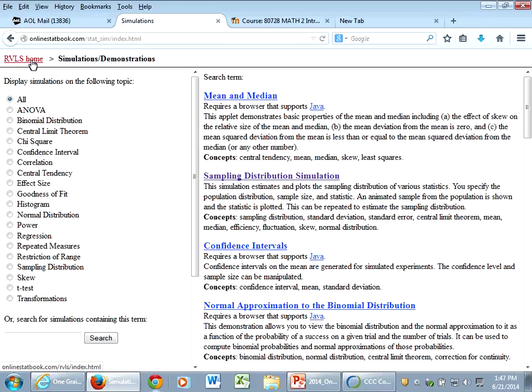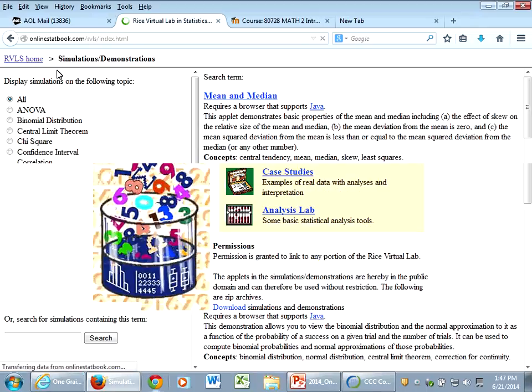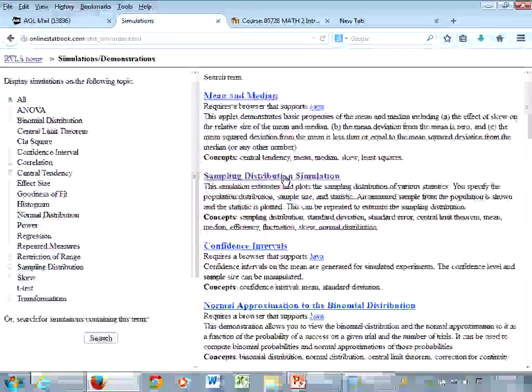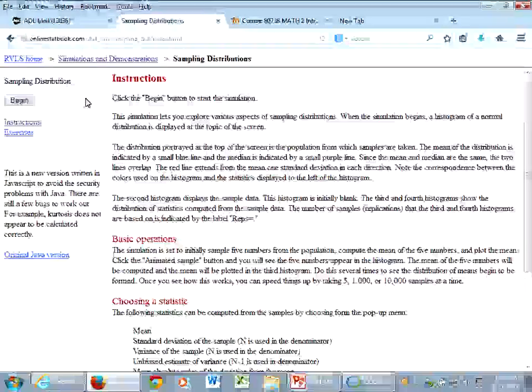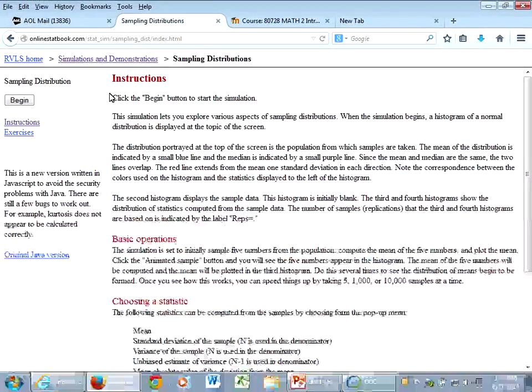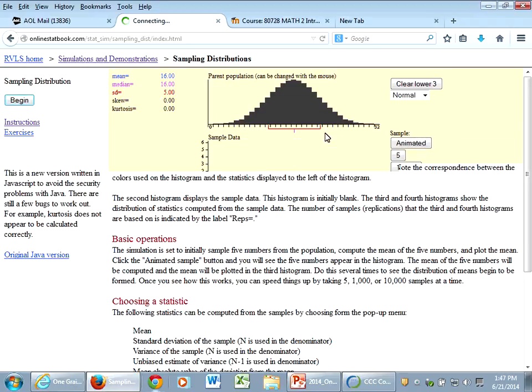If you want to go, they have more than one simulation. So this is the Rice Virtual Lab, and under simulation and demonstration, I picked the sampling distribution, and this is how students begin. I also have a worksheet attached to the activity, where students have to experiment, use the applet, and respond to the questions. It's attached to the lesson. So it begins.